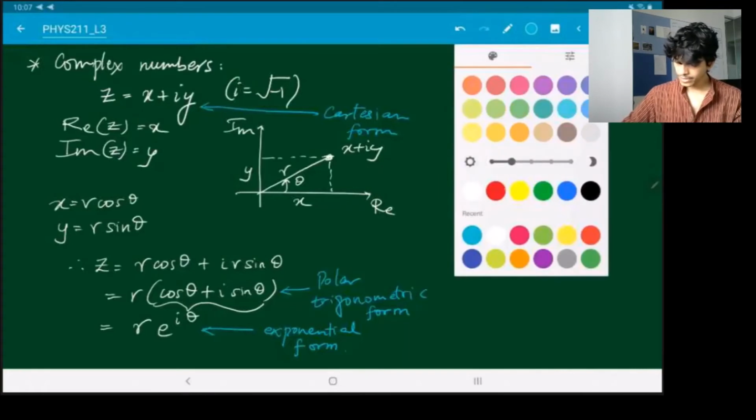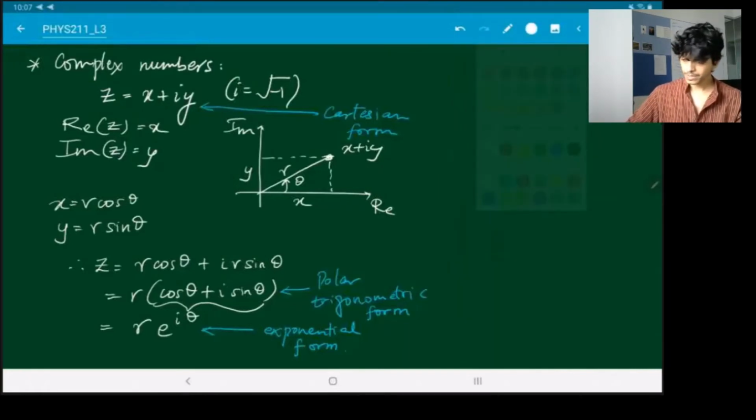Now, why exactly are we using complex numbers? Because you can write it in this polar form, which involves sines and cosines, but also in this exponential form. And that is going to make some of our calculations easier.